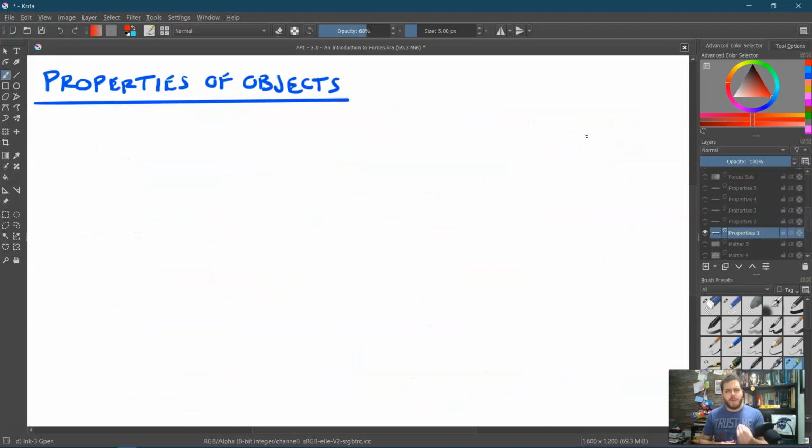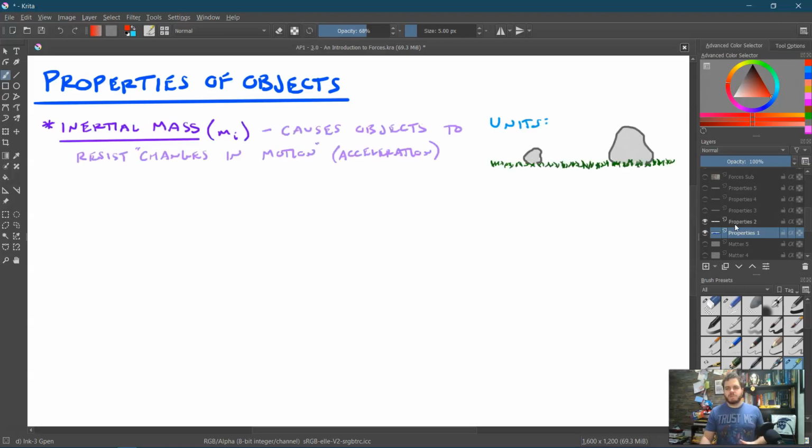So what are the properties of objects that we really need to get down for physics? I mean, there's some basic things that if you look at anything, you're going to notice. But what are some nice measurable quantities that are going to be pretty important and that we're going to see pretty consistently? The first one is something known as inertial mass, which we abbreviate with an M and a little i. And the inertial mass is what causes an object to resist what we call changes in motion. In other words, to resist acceleration.